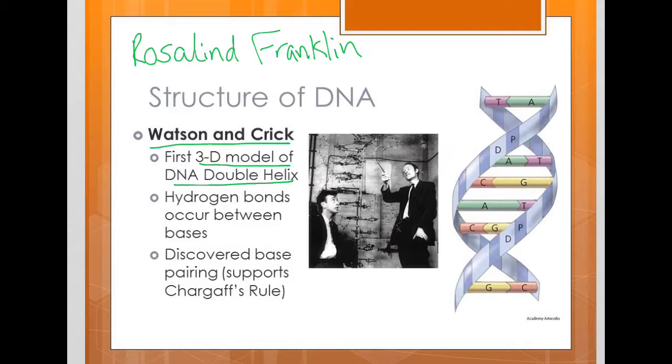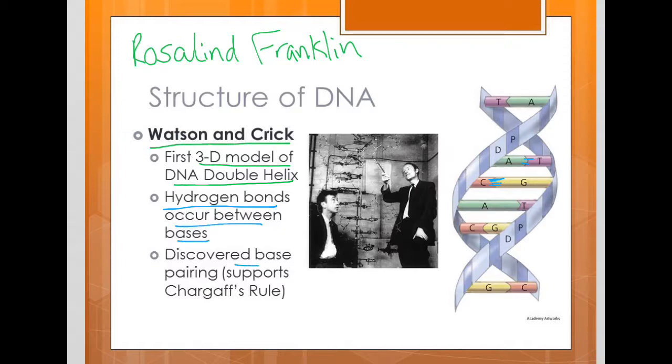So anyway, what Watson and Crick sort of discovered was that there were two strands of DNA in our DNA double helix, and that hydrogen bonds occur between the bases to bond them together. So between A and T that match up, there are hydrogen bonds. There are bonds between C and G that match up.